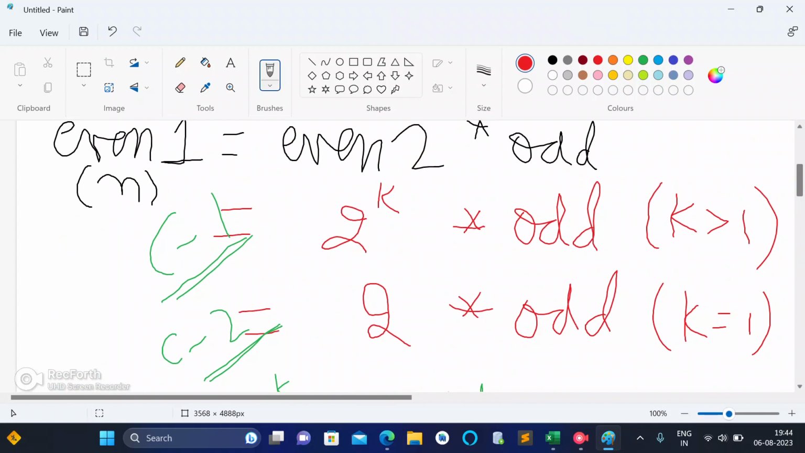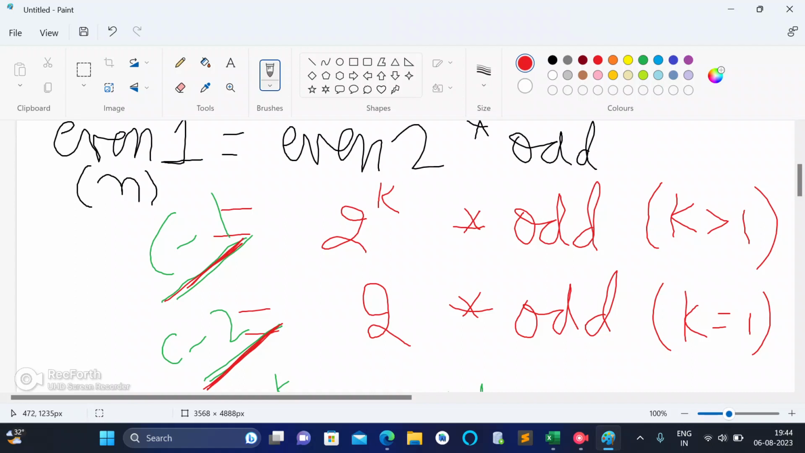Okay, so how will you find out whether the number contains only one 2, or more, that is 2 raised to the power k? What you simply have to do is divide n by 2. If dividing n by 2 gives you an odd number, it means only one 2 is present in it. If dividing n by 2 does not give you an odd number, it means the 2 raised to the power k form exists. That is case 1 exists, else case 2 exists.